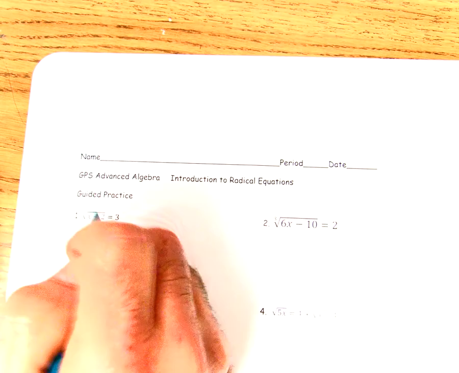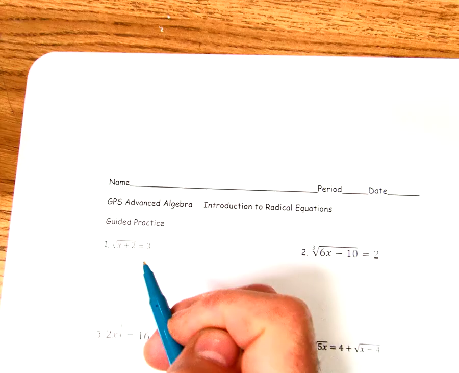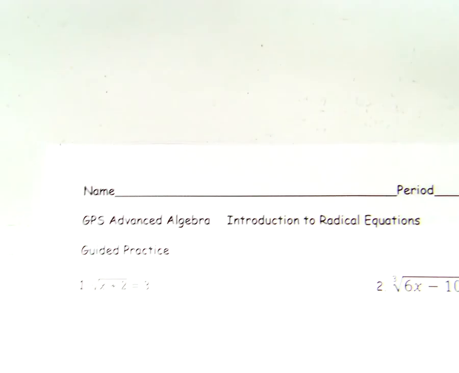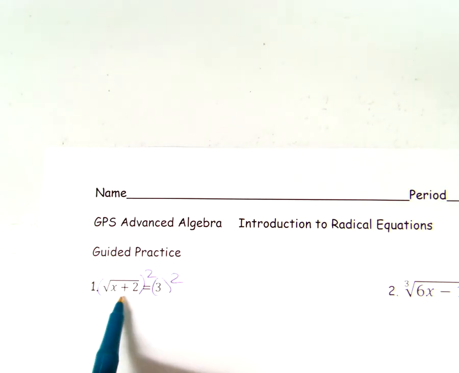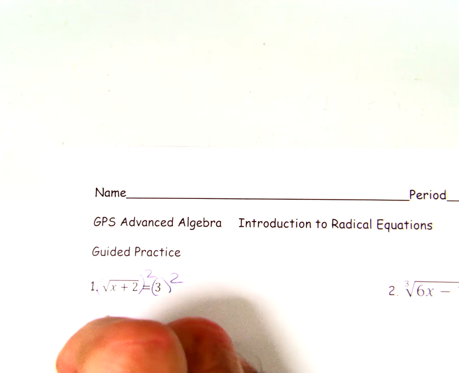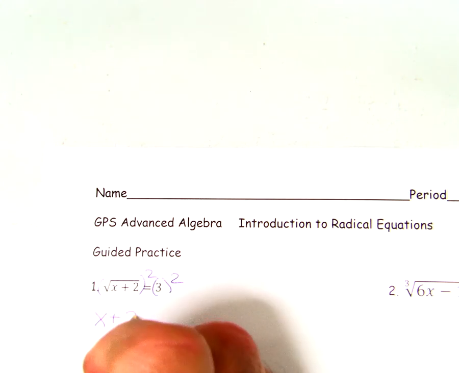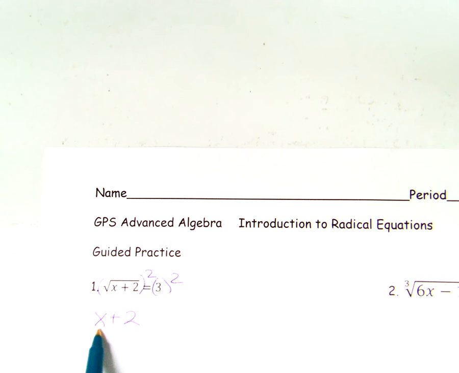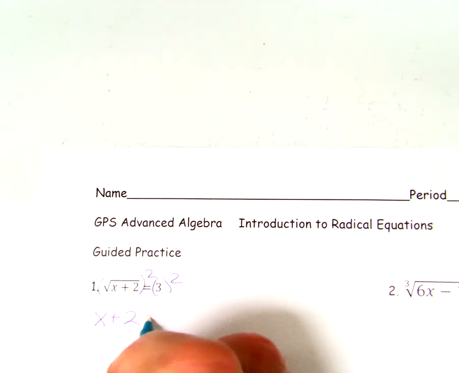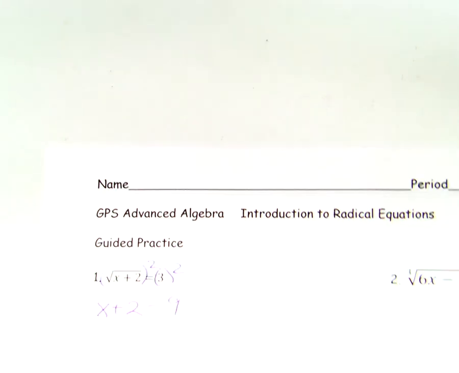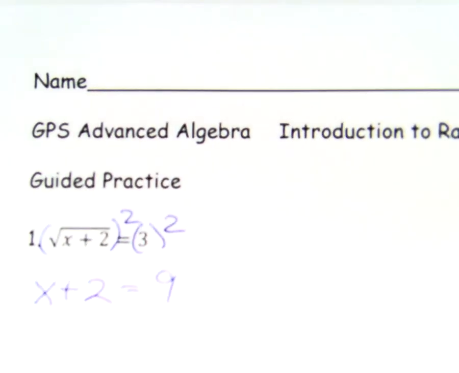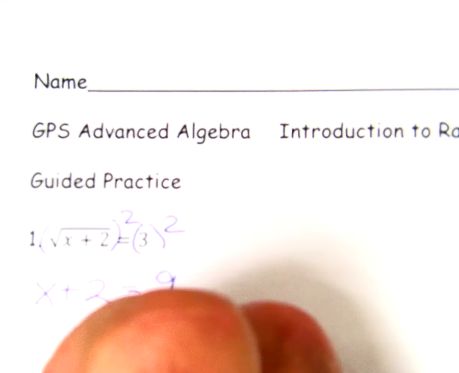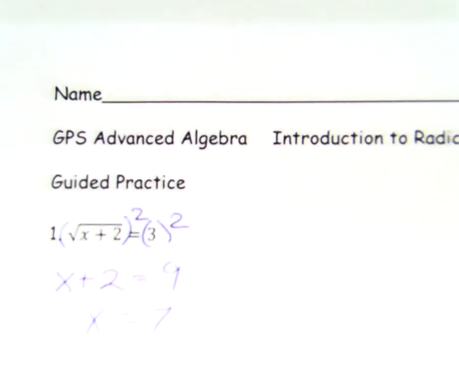All right, the first thing we want to do is square both sides of this equation. So we have the square root of x plus 2, so we're going to square that, and we're going to square 3. Now when we square this radical, the radicand simply comes out because we squared it, and this is the result. And 3 squared is 9. Now, all I have to do is subtract 2 from both sides, and I get x equals 7. But we're not done yet.